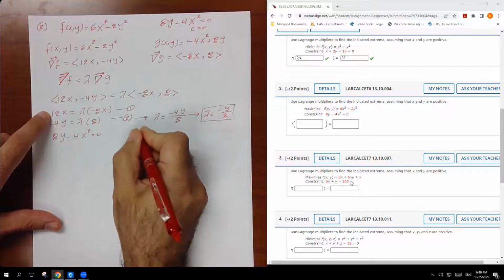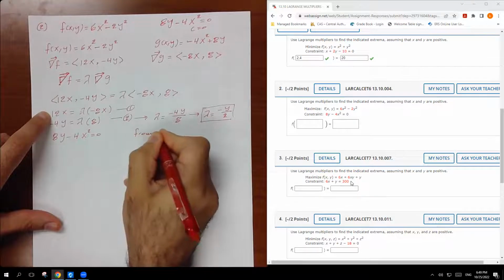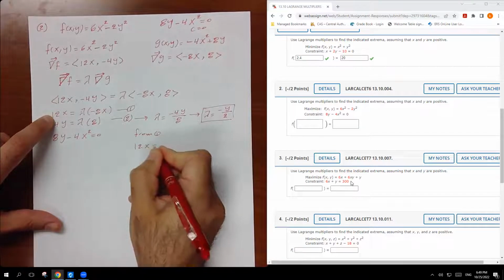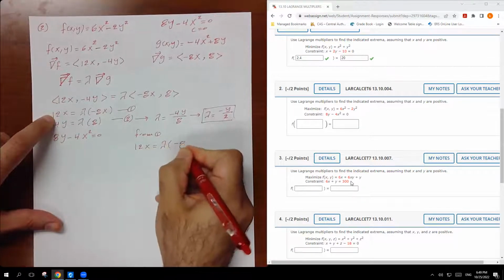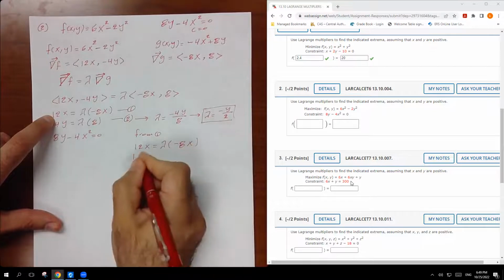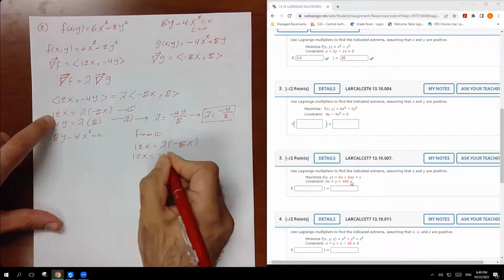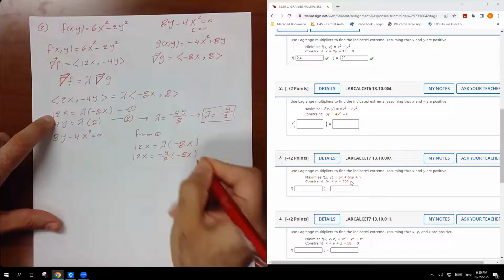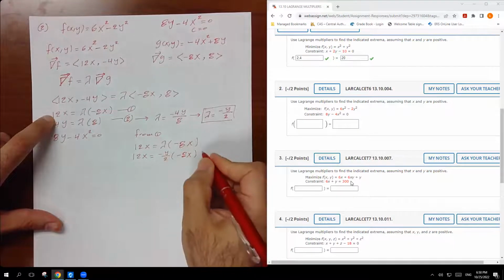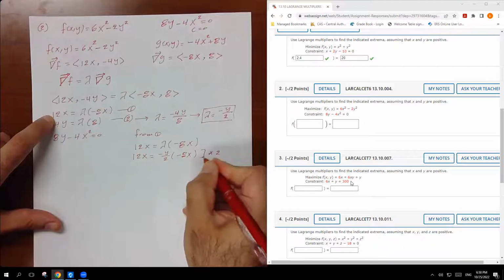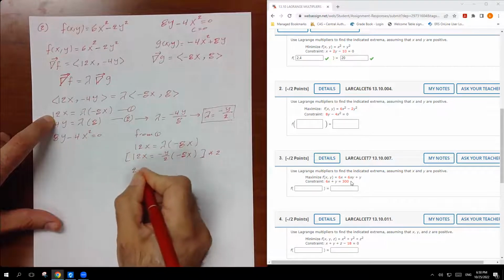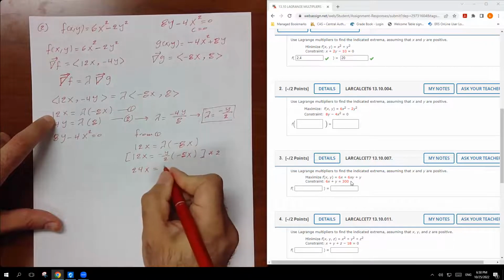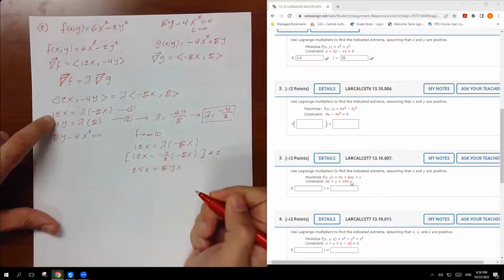So from equation 1, which is 12x equals lambda times negative 8x. So 12x equals lambda, which is negative y over 2, times negative 8x. Now let's cancel the denominator, which is multiplied by 2. So it's going to be 24x equals negative y times negative 8x, which is 8yx.